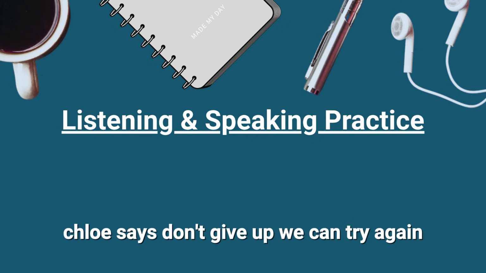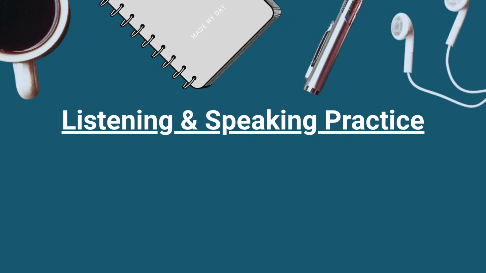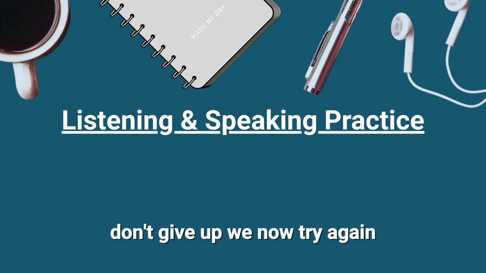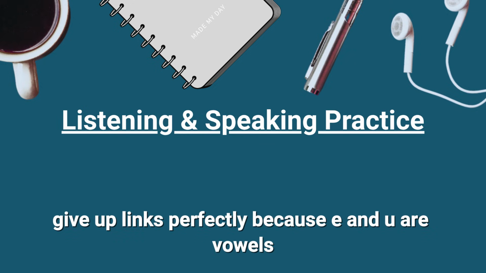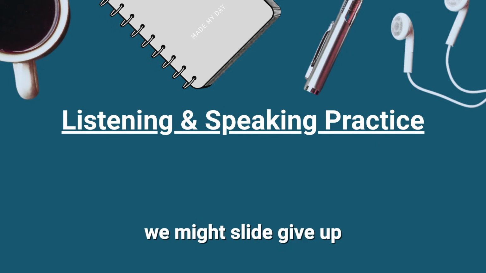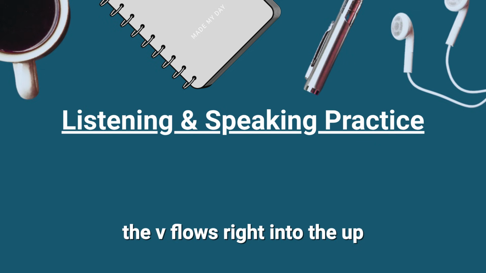Chloe says, "Don't give up. We can try again." "Don't give up." "We can try again." "Give up" links perfectly because E and U are vowels. We might slide: "giv-up." The V flows right into the "up."